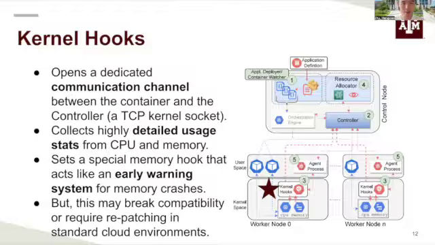The last function these kernel hooks do is to set a special memory hook. It acts like an early warning system for memory crashes. Whenever a node is approaching the memory limit, it will send an early warning to the controller so that the controller and resource allocator will be able to determine how to allocate more resources to this container and possibly save this container from being killed.